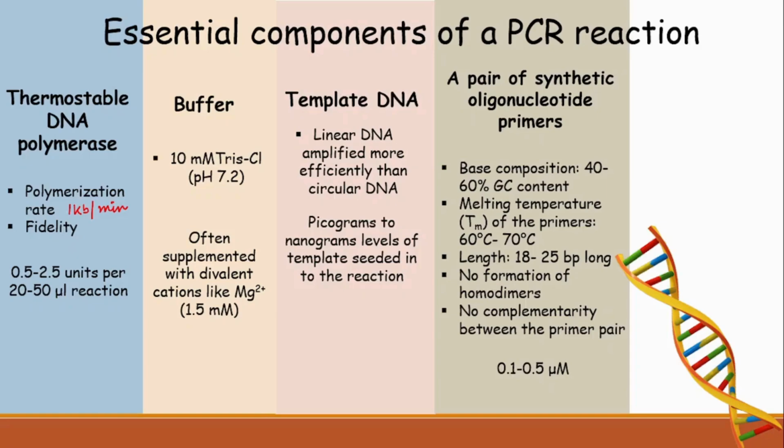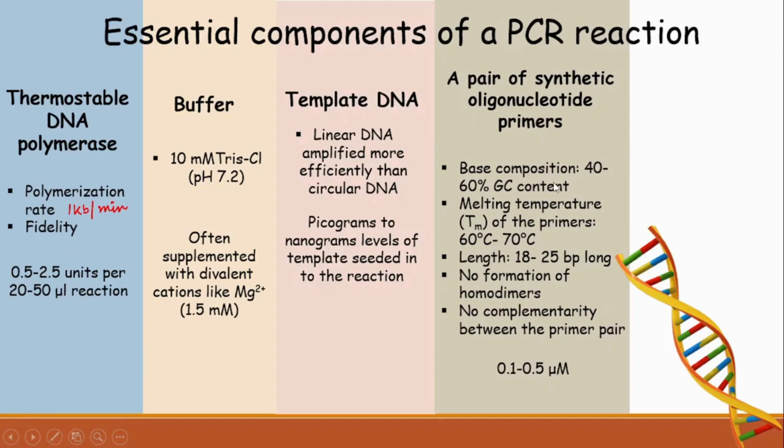Another crucial factor which determines the accuracy of a PCR reaction is the pair of synthetic oligonucleotide primers. Now, these primers should be designed in such a way that it not only amplifies the desired product, that is the specificity of the reaction, but also it should suppress unwanted amplification of DNA. So there are several factors which need to be kept in mind while designing primers. First is the base composition.